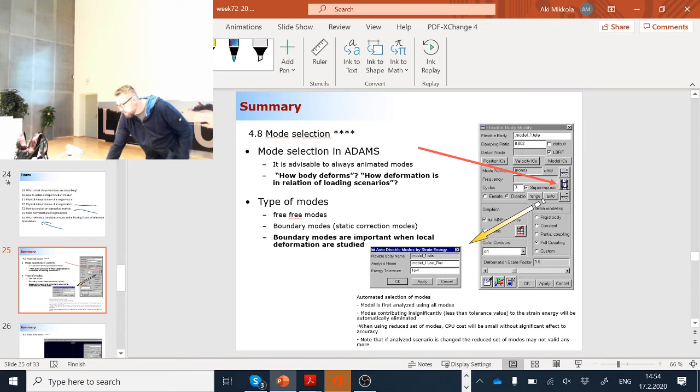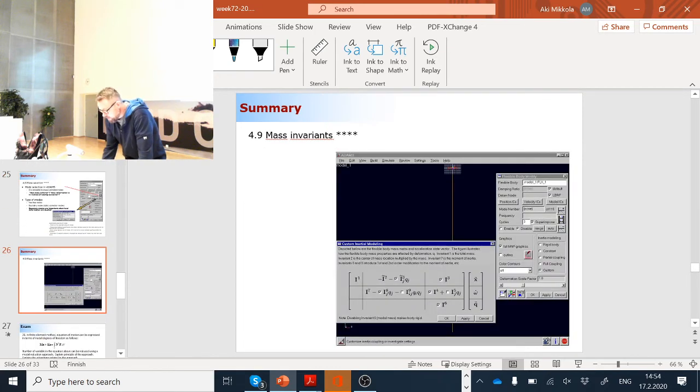Mode selection. Let me just close the story and then let's vote. If this is all right. Okay. Mode selection. We just briefly discussed that. It was this automated way where you can select how much each one of the modes contributes, and if they don't contribute much, you let them go. Then the mass invariance. Mass invariance is the one that combines the finite element model and multi-body system dynamics.